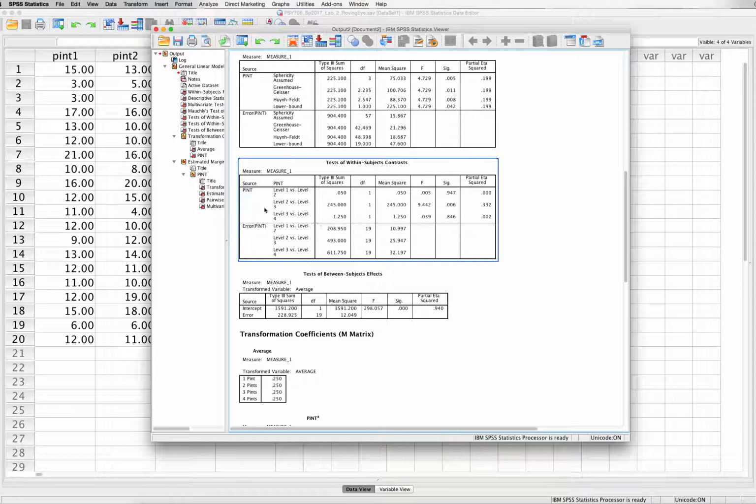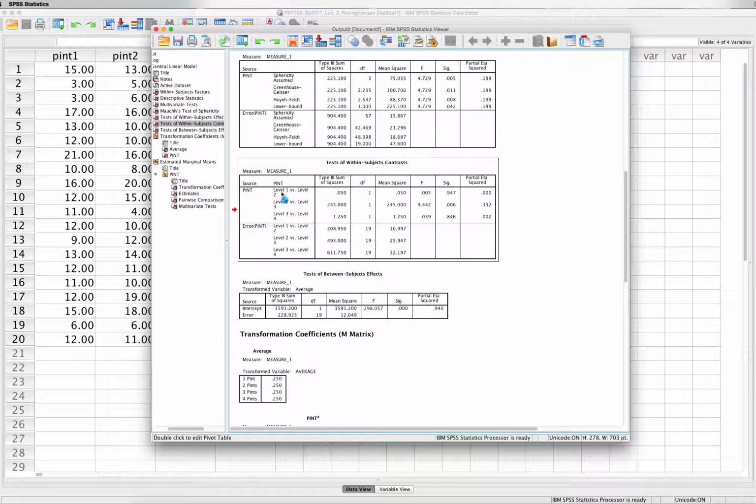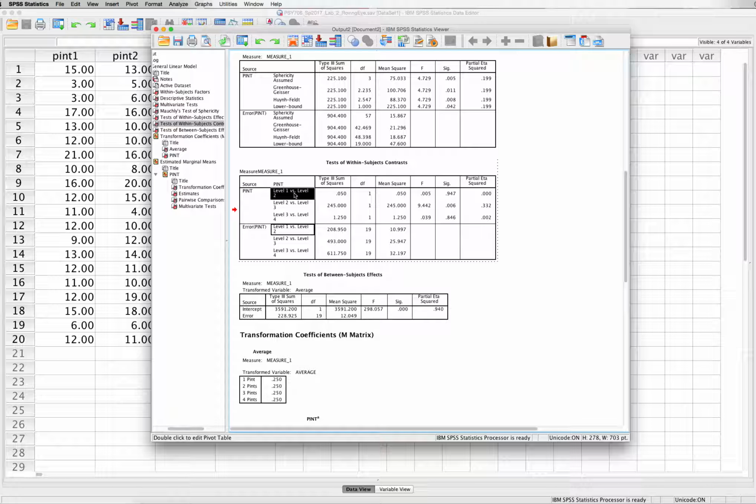One thing you can do when you're reading these tables: sometimes I forget which one was level 1, 2, or 3. In this example, it's kind of easy to remember because we're talking about pint 1, 2, 3, and 4. But if it's something else, sometimes I get confused. So you can go into the table itself and change that information. If I double click on this, I can change this information.